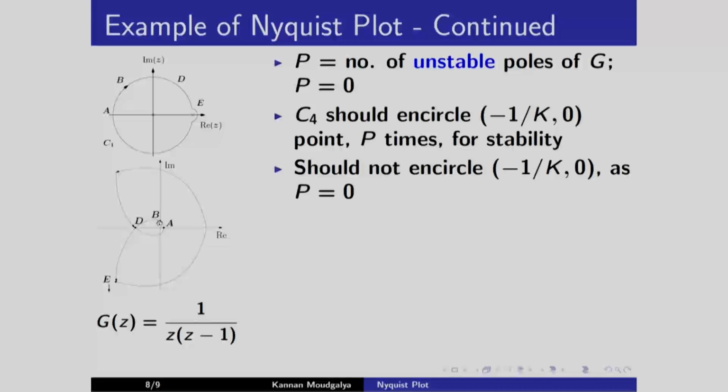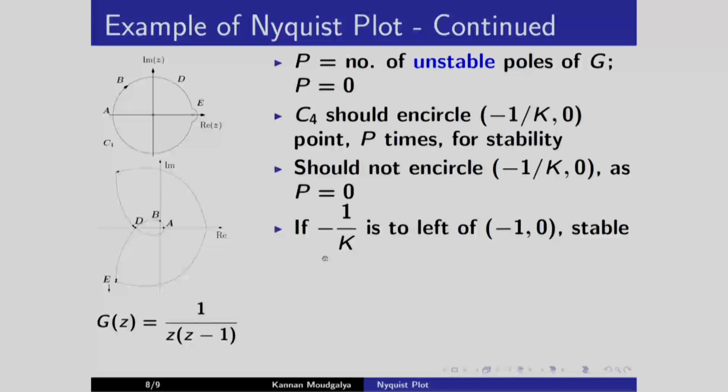Now when is that possible? Supposing I have the minus 1 by k comma 0 point somewhere here, then we will see that this point is encircled once. If I put it here, it will be encircled twice. Both of them will violate the condition that it should not encircle. As a result, it follows that the minus 1 by k comma 0 point should be to the left of this point D, somewhere here.